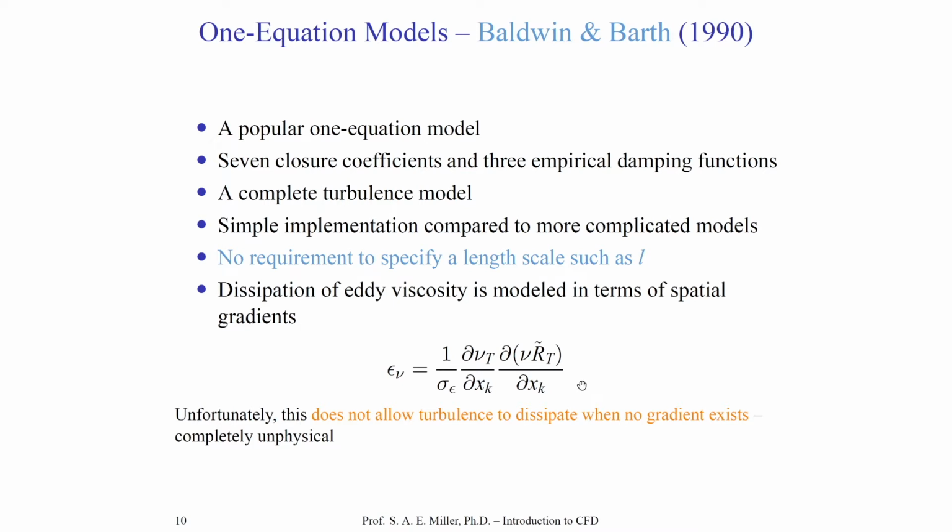And of course, if the viscosity times this factor, our tau, is, and if this term, partial nu tilde, partial x_k is 0, then if any of these are 0, in any of these cases, then epsilon would of course be 0. That means if we just have a turbulent field, it would not be able to dissipate.